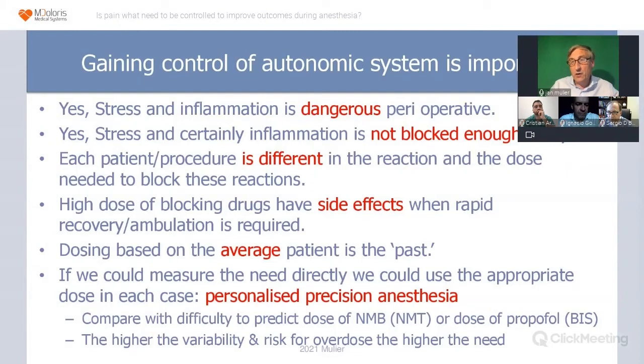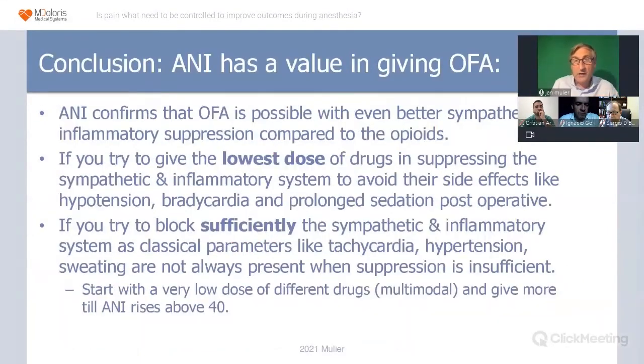Like we give our hypnotics according to the BIS, like we give the muscle relaxation according to the neuromuscular transmission monitoring, I think we will have to give these drugs that block the sympathetic and inflammatory system according to our ANI measurement. So ANI confirms that OFA is possible, and that is fantastic, even with a better sympathetic inflammatory suppression, but we don't have to go that high. If you try to give the lowest dose of suppressant drugs, then you also avoid these side effects. And that's what I really love, and that's why I've been showing the POFA study, where they didn't go to a lower dose of DEX, they gave a maximum high dose.